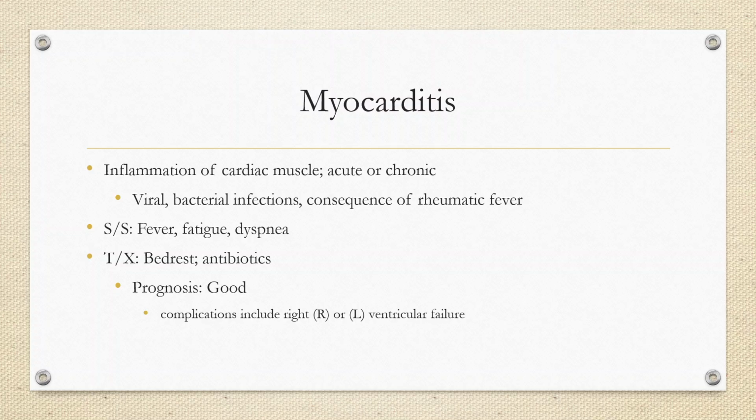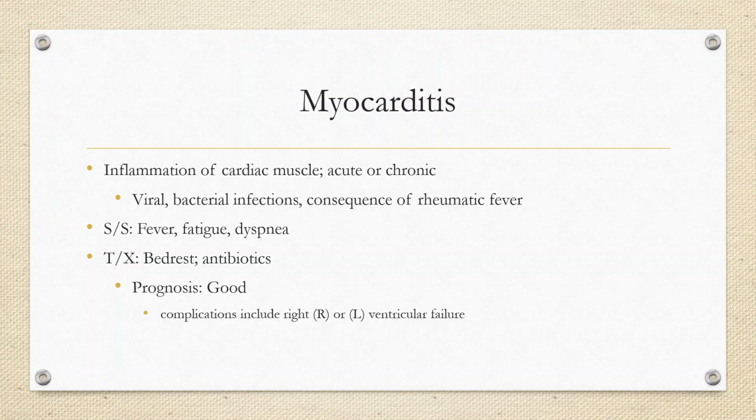Again, this can be acute or chronic. This is relatively rare, and they think there's possibly an autoimmune relation with this one. It can also have a variety of causes like viral bacterial infections. We also see this develop in individuals who have been positive for rheumatic fever in the past. Generally, these individuals are going to report fever, fatigue, shortness of breath, but you may also see that they have joint pain, they may have edema, chest pain, and orthopnea, so they're getting short of breath when they're laying down.